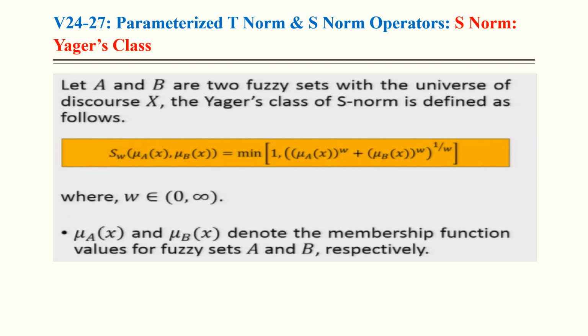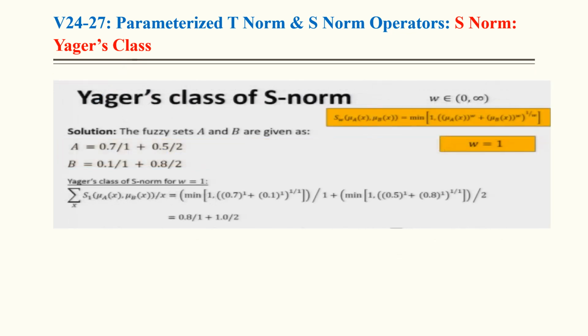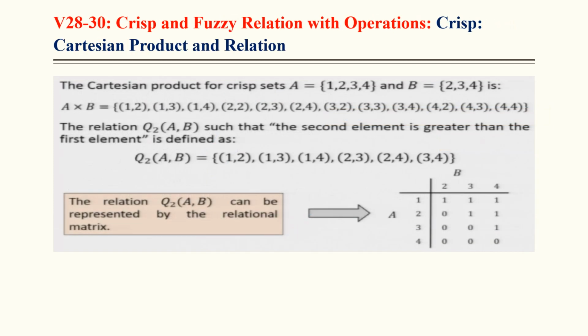The last one is the Yager's class. Let this one be equal to A, and this is the formula. It can be easy to grasp, but we don't need it. So fuzzy set A, fuzzy set B, and put the value of W equal to 1, and we can evaluate. So this is very important.